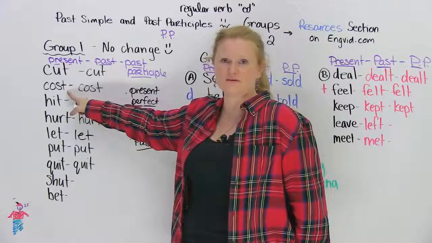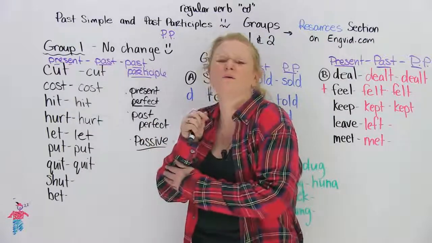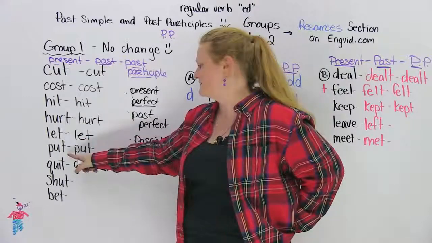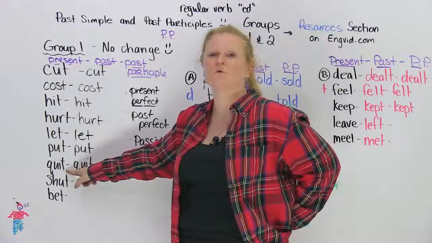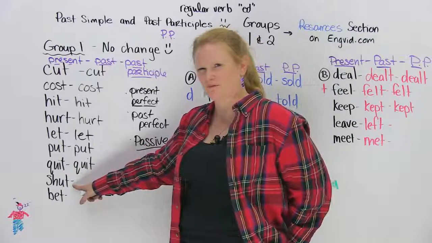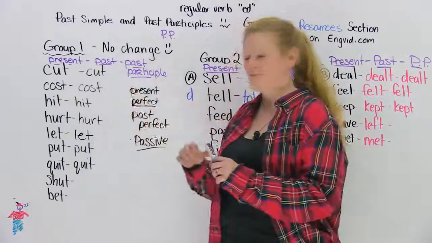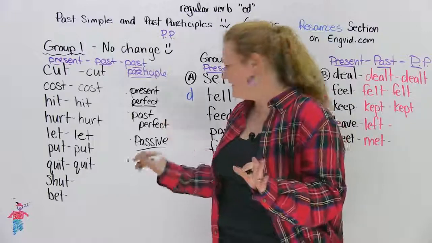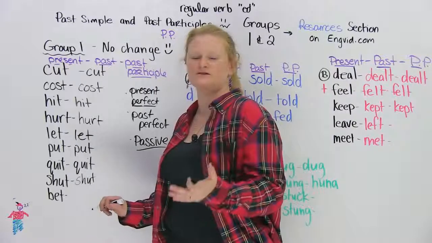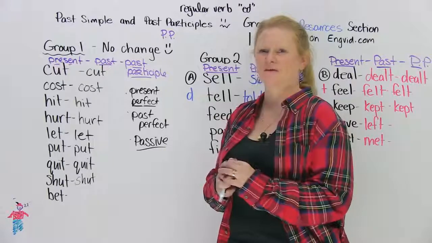We have cost, hit, hurt, ow. So if something hits you, you are hurt. Let, put, quit. If the simple past is shut, what do you think the past participle would be? It's the same. So this would also be shut. So I can say, I shut the door, the door was shut, or the door has been shut.